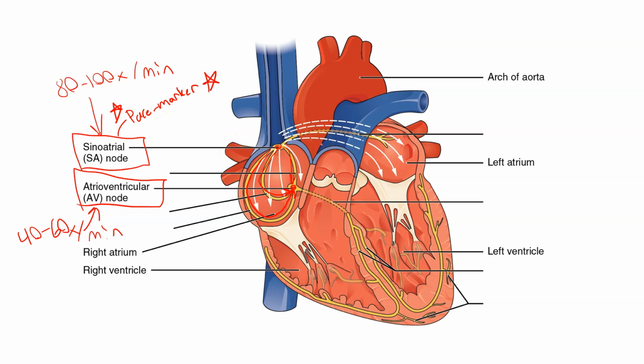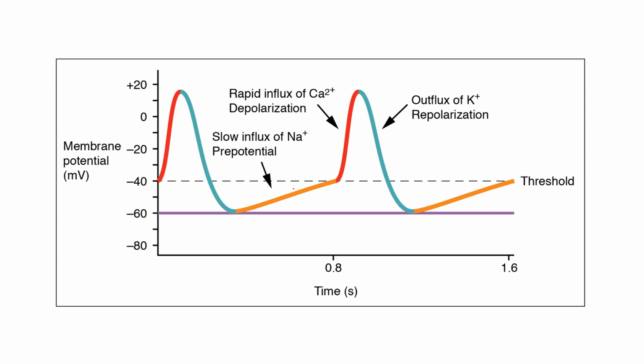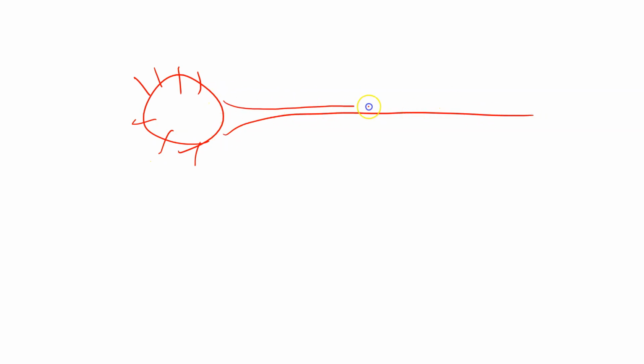Now, if we looked a little bit closer at the collection of cells in here, and we were to study their membranes, they have a little bit of a different story than, let's say, an average neuron. An average neuron, maybe I'll just draw one again so we can review. An average neuron looks like this. There's dendrites on it, there's a cell body, and then there's a long axon, right? And then there's axon terminals.